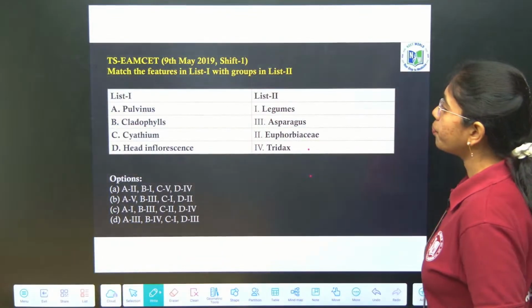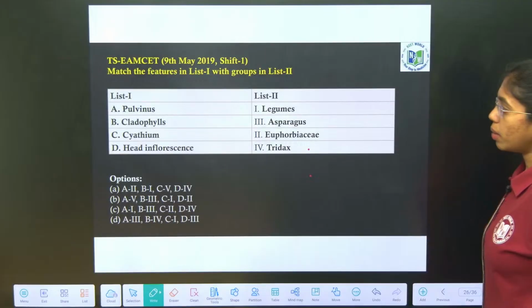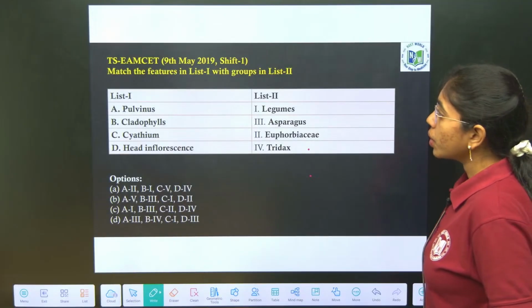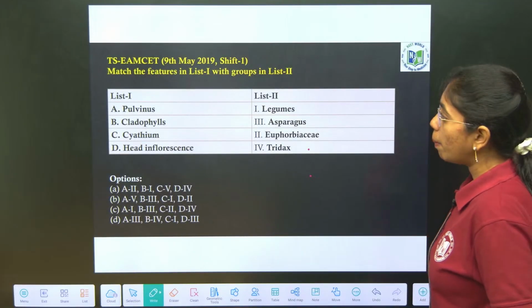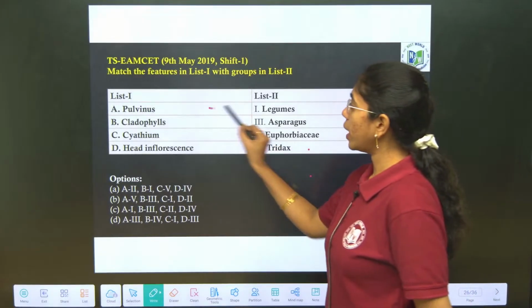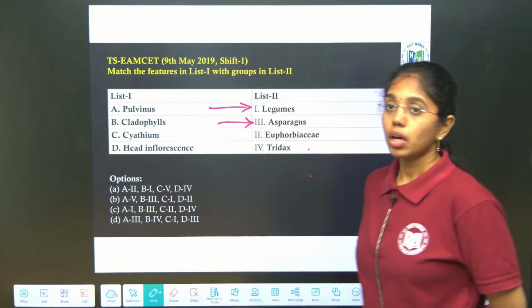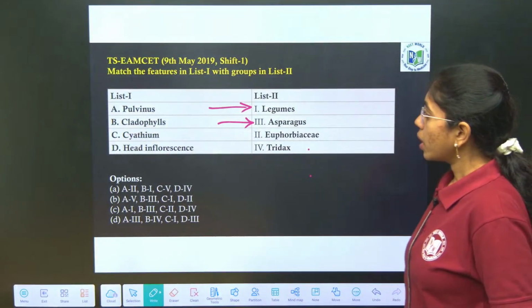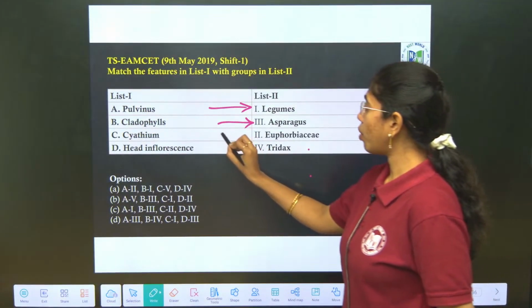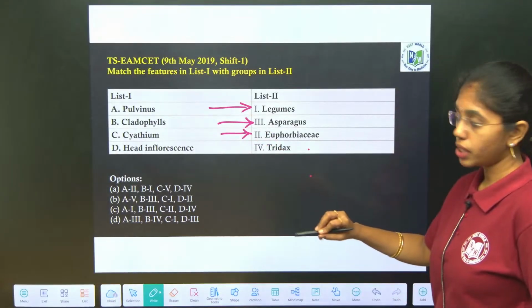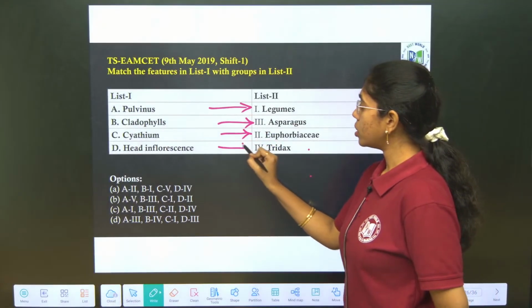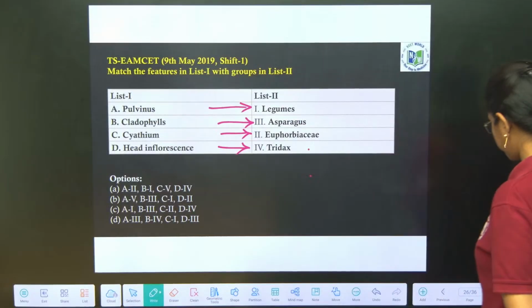Look at here, anyhow the match is already given, proper match is already given. Pulvinous leaf base you will observe in Leguminosae members, legumes. Cladodes, asparagus. Cyathium type of inflorescence observed in Euphorbiaceae. Head inflorescence is seen in Tridax.